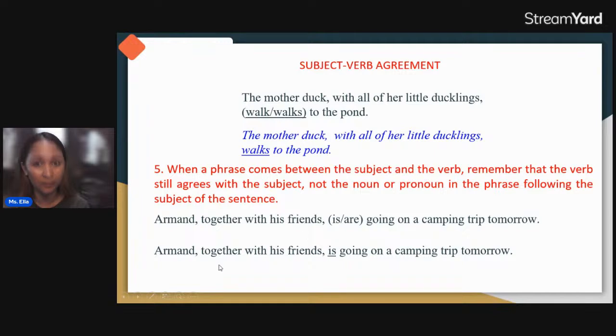Let's ignore it, and let's focus on the subject, Armand. Armand is singular. Therefore, we take a singular verb, is. Okay, I hope it's clear. Now let's continue.